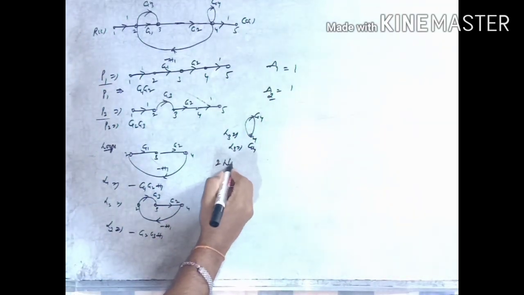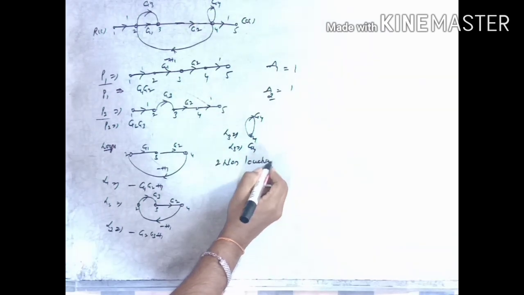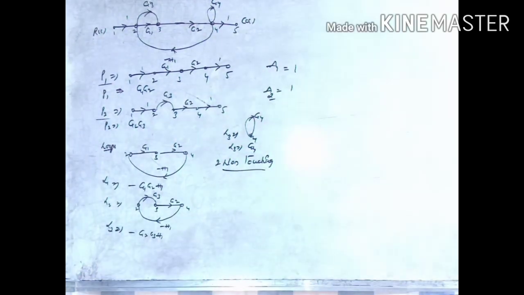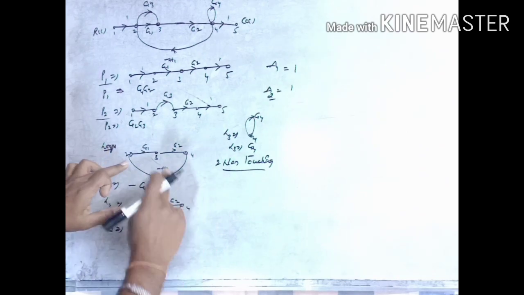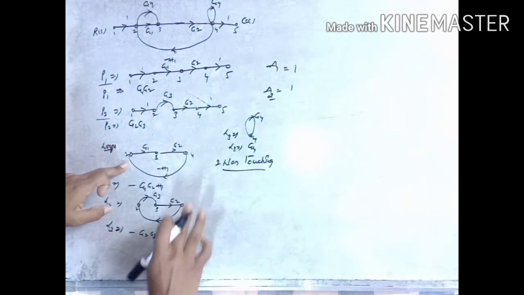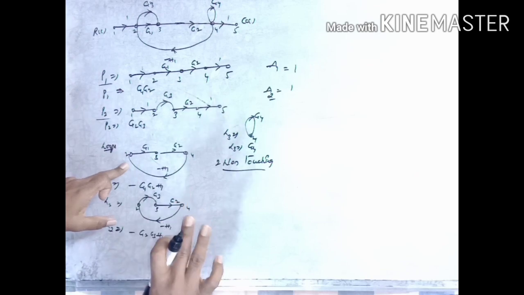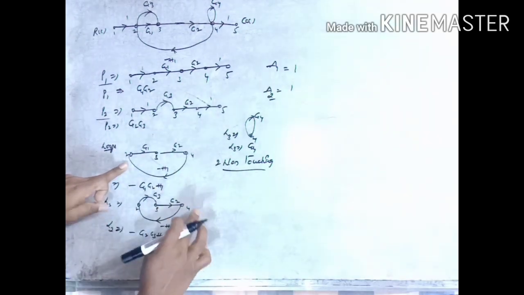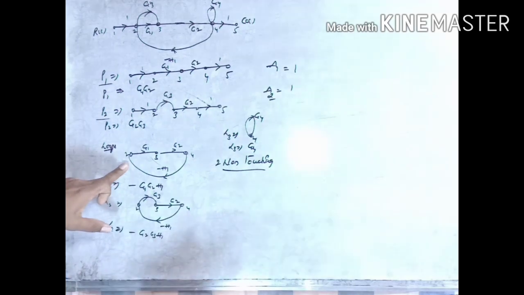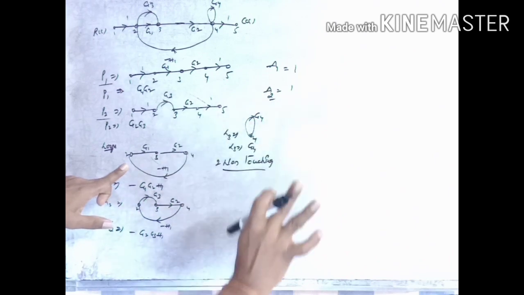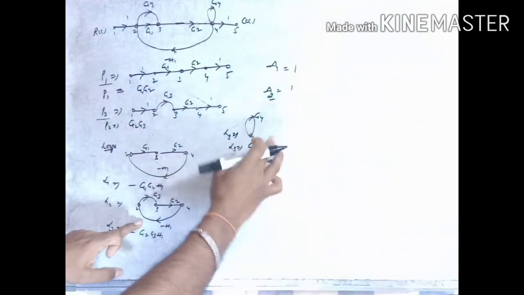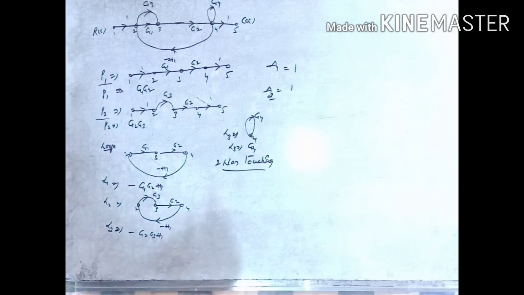Next, for 2 non-touching loops. 2 non-touching loops means no 2 loops should have a common node. That means if we compare 2 loops at one place, then those 2 loops should not have a common node. Then it is said to be one pair of 2 non-touching loops. Here it is 2, 3, 4. Here it is 2, 3, 4. These two are touching, so it is not a 2 non-touching loop. Next, this is compared to this. 2, 3, 4. 4 is common. So this is not a valid pair. This is compared with this and this. Again there is a common node. So there are no 2 non-touching loops. 2 non-touching loops are 0.